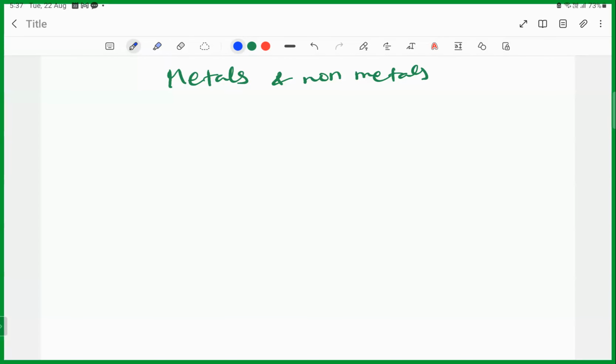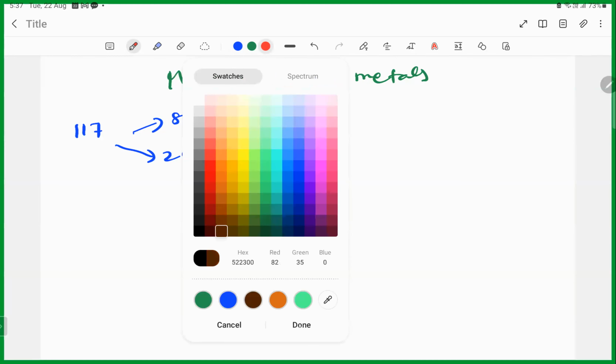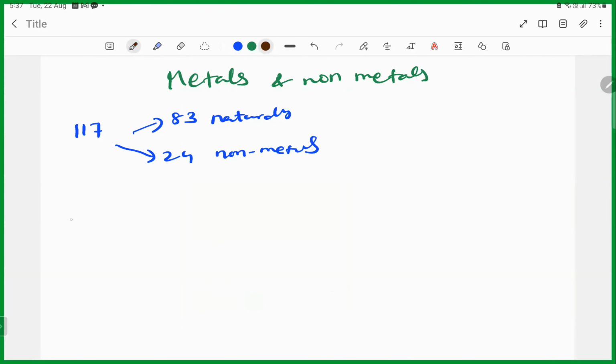So actually, of the elements known, 83 are naturally occurring, and in that, 24 are non-metals. The remaining will be metals. So what are metals and what do they do with the atmosphere, moisture or air? We know the physical properties of metals. Usually they have some characteristic physical properties.